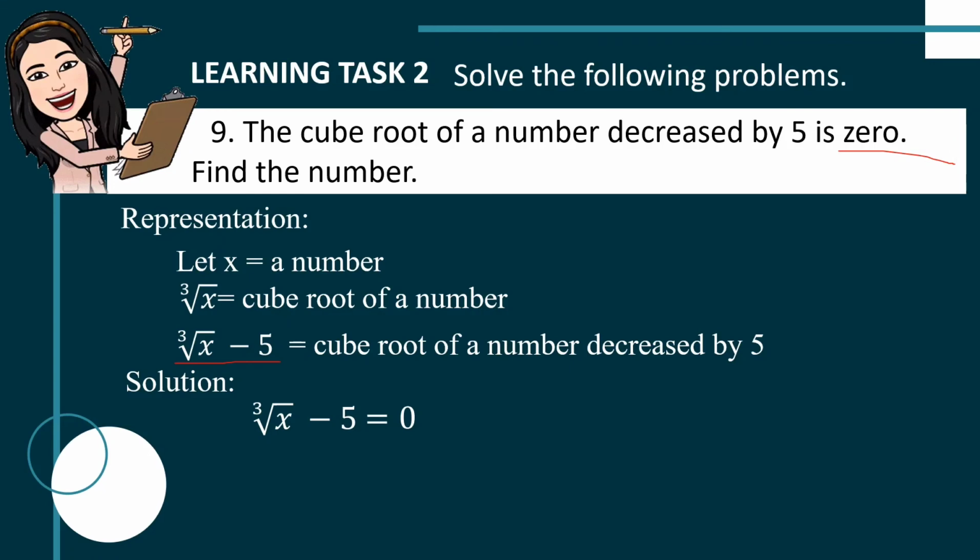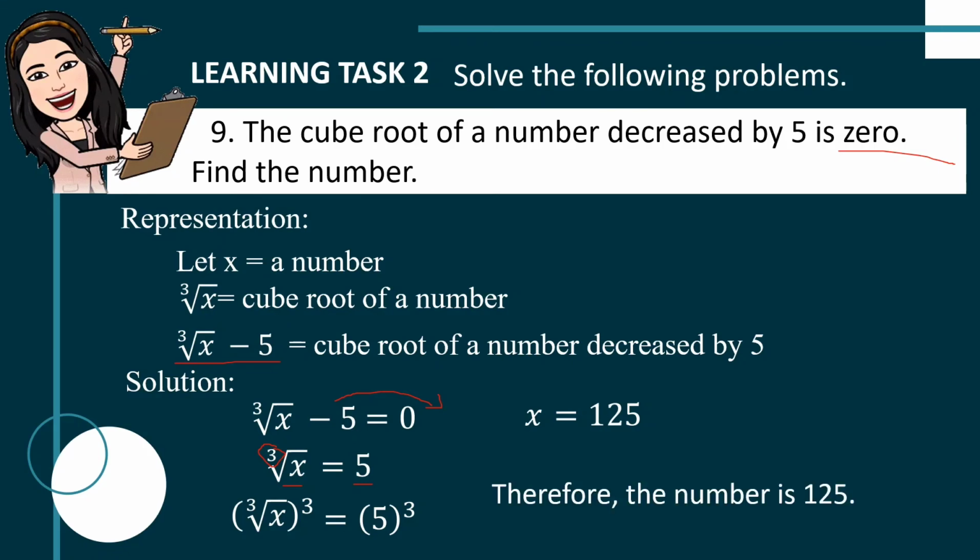Now, by solving, we will transpose negative 5 to the other side. So, that will become cube root of x is equal to 5. Now, pwede na natin siyang i-raise to the power of, what is our index? Okay, 3. So, therefore, i-raise natin sila parehas to the power of 3 para ma-eliminate natin yung radical. So, cube root of x quantity cubed is equal to x. And 5 cubed means 5 times 5 times 5. So, therefore, we have 125. So, the value of x is equal to 125. So, therefore, the number is 125. Madali lang, di ba?